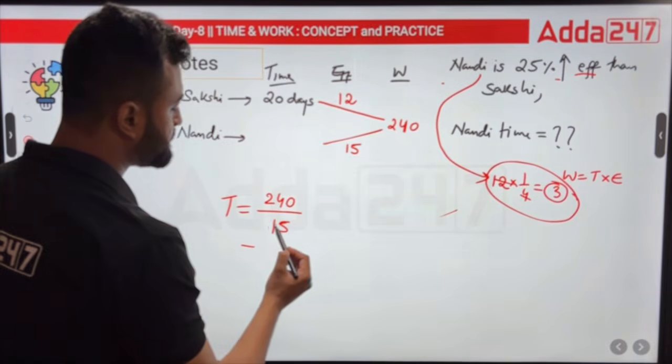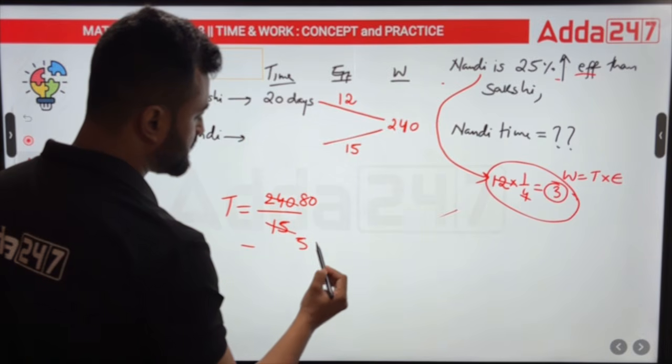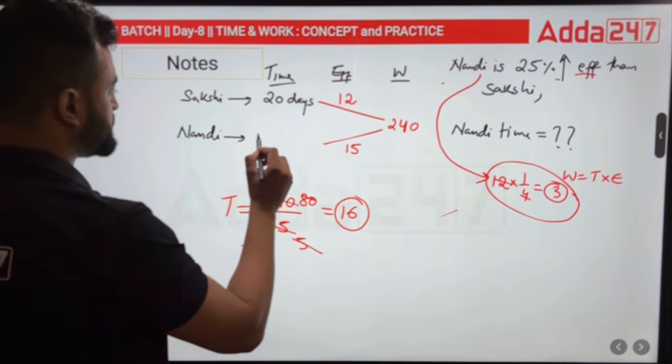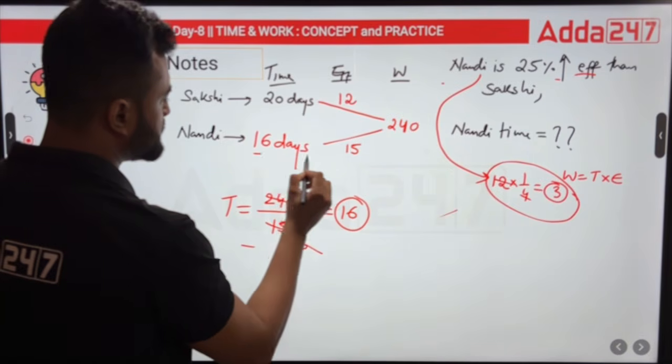Let's cancel with 3. 3 5s are 15. 3 into 80 is 240. 5 into 16 is 80. That means Nandi will complete this work in 16 days. Very simple. Okay.